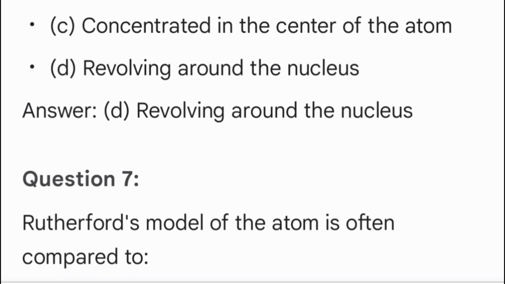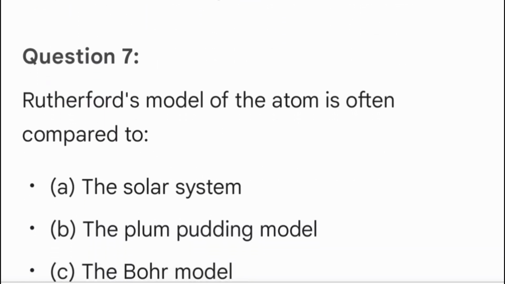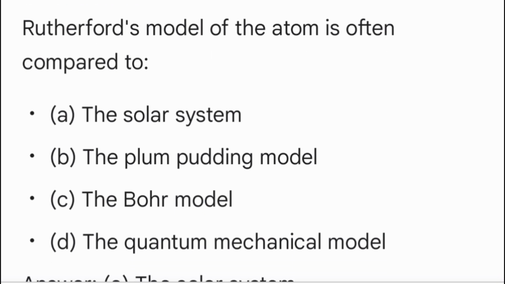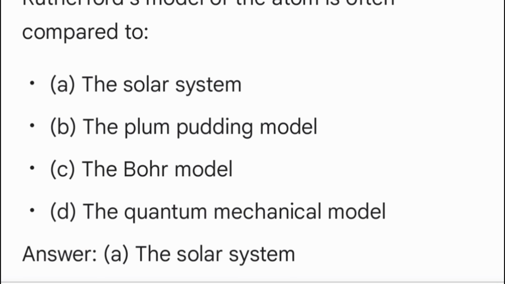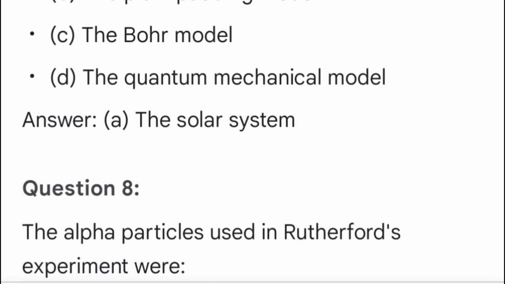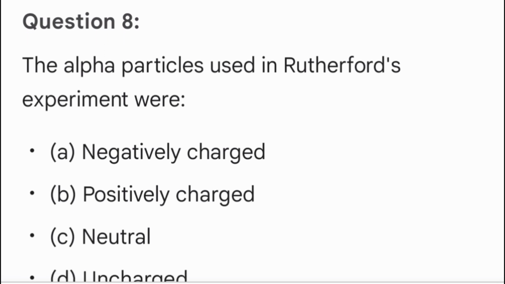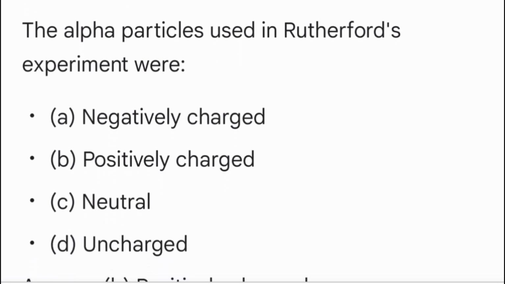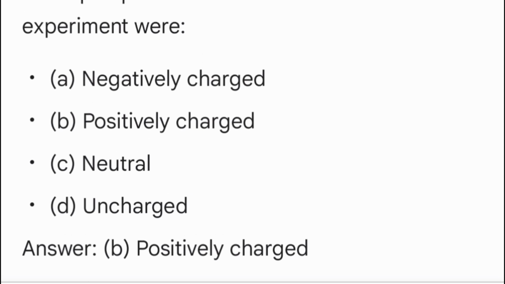Question 7. Rutherford's model of the atom is often compared to A. The solar system, B. The plum pudding model, C. The Bohr model, D. The quantum mechanical model. Answer: A. The solar system. Question 8. The alpha particles used in Rutherford's experiment were A. Negatively charged, B. Positively charged, C. Neutral, D. Uncharged. Answer: B.